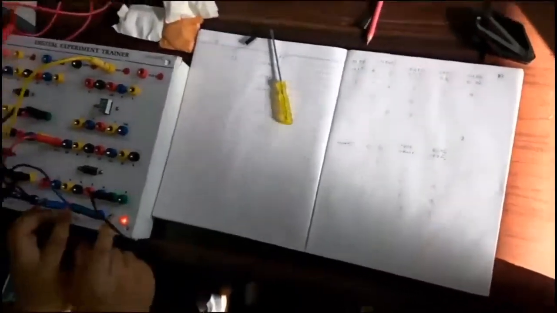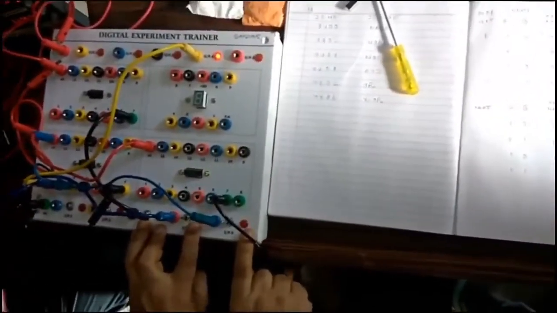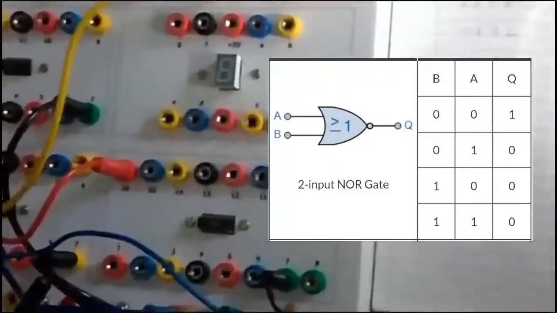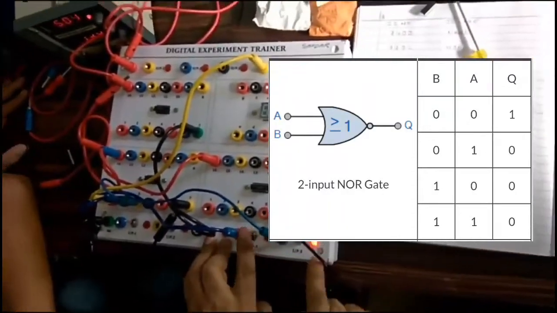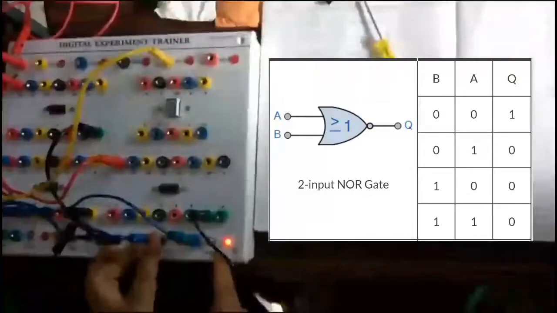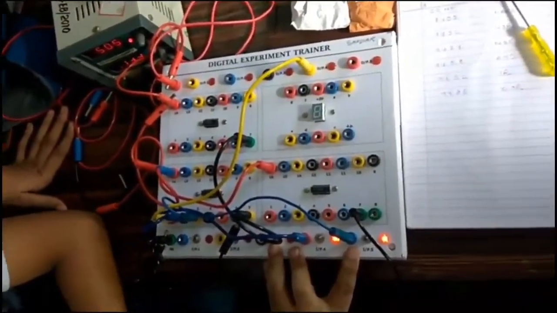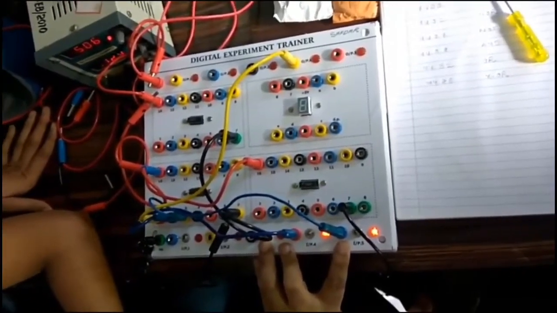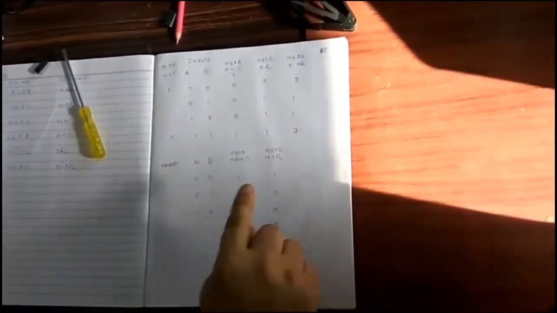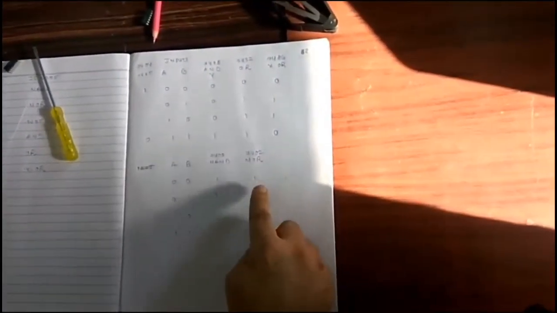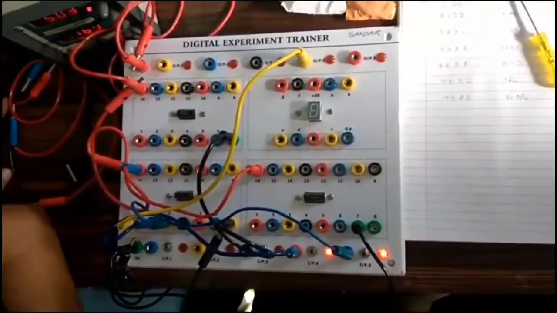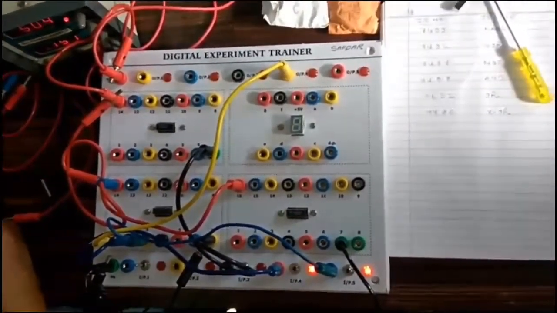Hence in this way we have verified this 7402 truth table. Again you can see 0 0 1, 0 1 0, 1 0 0, 1 1 0. So this NOR is complement of OR. In OR we are getting 0 1 1 1. Here in NOR it is complement of OR, therefore 1 0 0 0. Okay, so in this way we have verified truth table of NOR gate also.